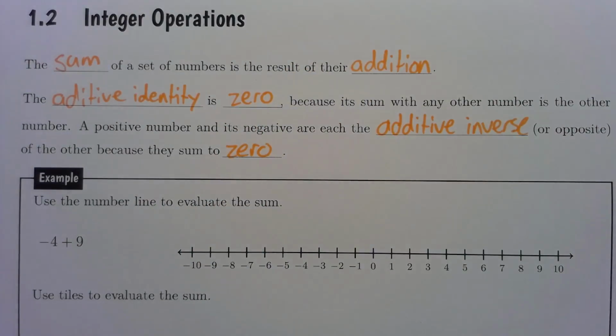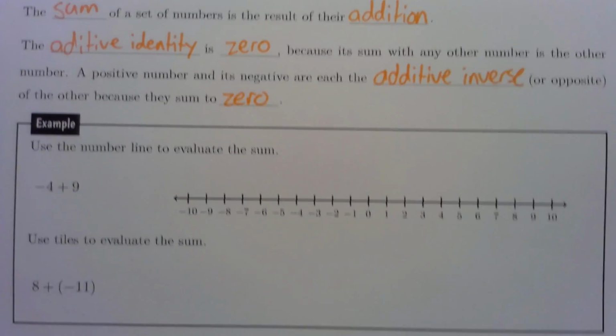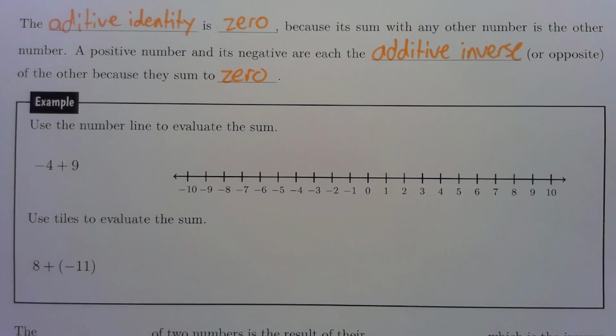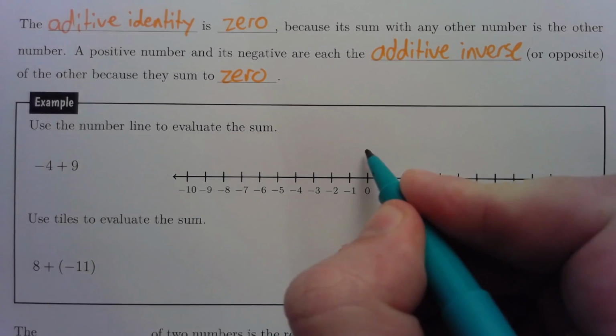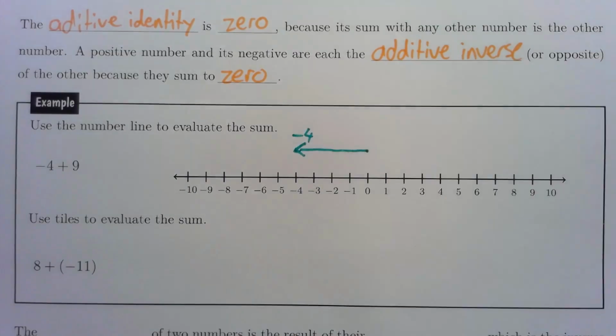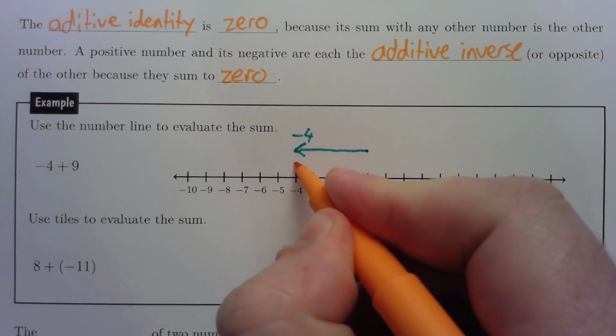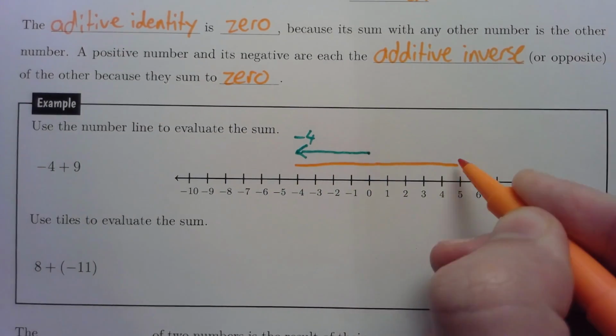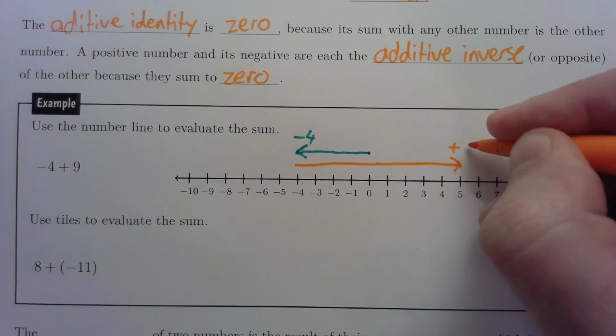For our examples, we're going to model the operations. That is, use, in this case, number lines and tiles to represent what the operations are actually doing so we can understand their meaning. So if we have -4 plus 9, we can show that on the number line by showing -4 as being 4 units to the left of 0, and then adding 9, which means moving 9 units to the right. Where we end up is 5.